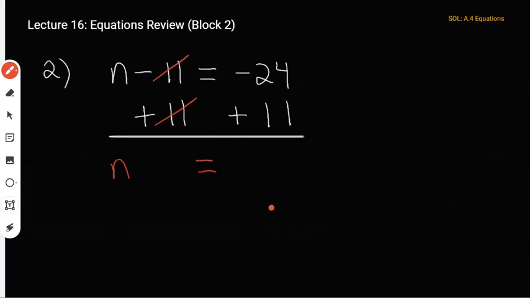And then on the other side, I'm going to have negative 24 plus 11. And when you do that, that's going to give you negative 13. So negative 13 is going to be my answer. I place that inside of the solution set. And then I close it up.